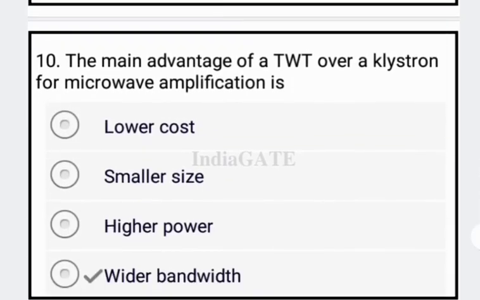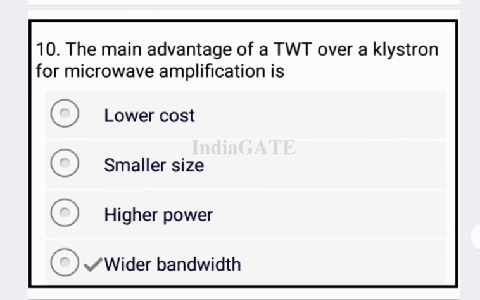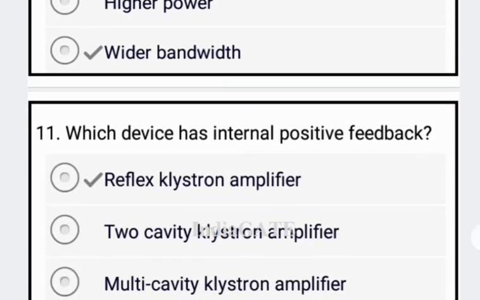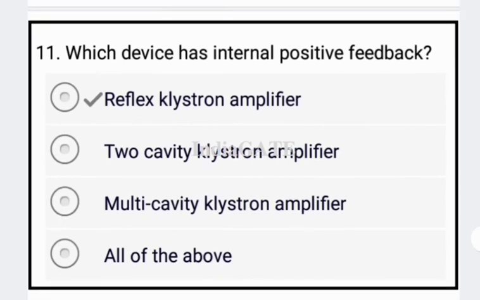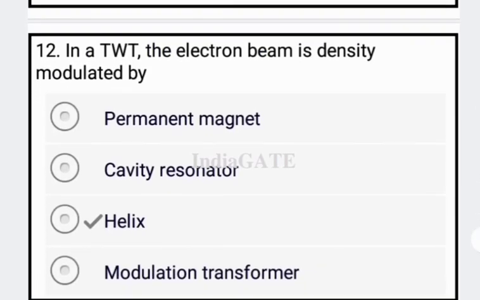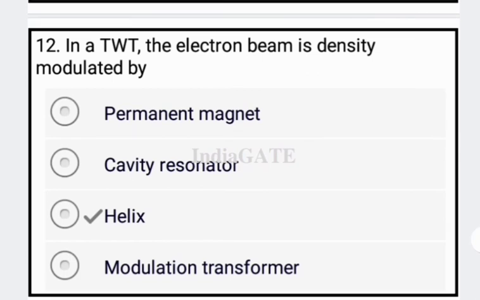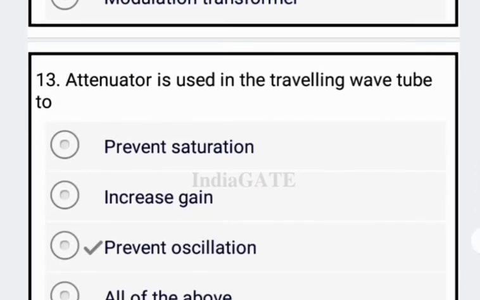Next question. The main advantage of TWT over a klystron for microwave amplification is? The correct answer is wider bandwidth. Next question. Which device has internal positive feedback? The correct answer is option A, reflex klystron amplifier. Next question. In a TWT, the electron beam is density modulated by the helix. Option C is correct. Next question.